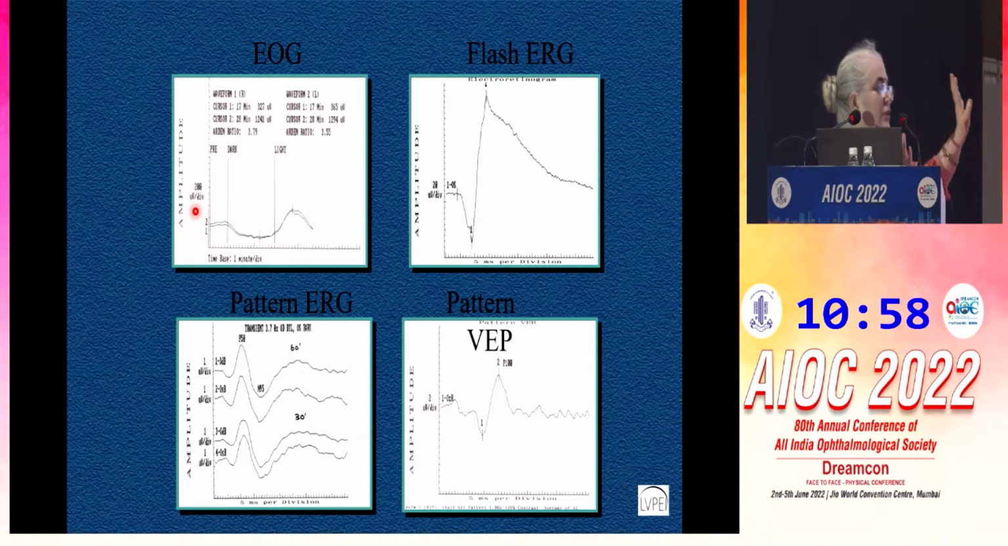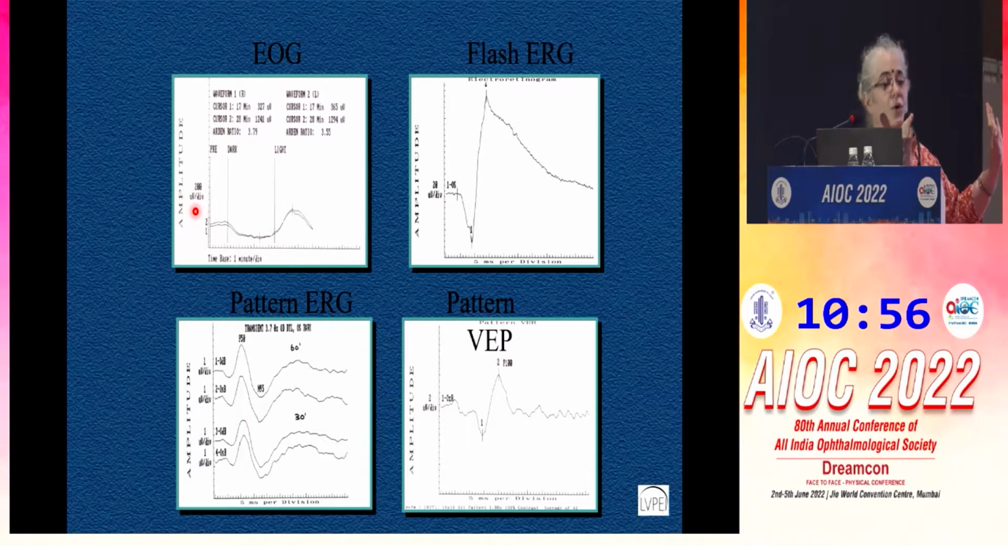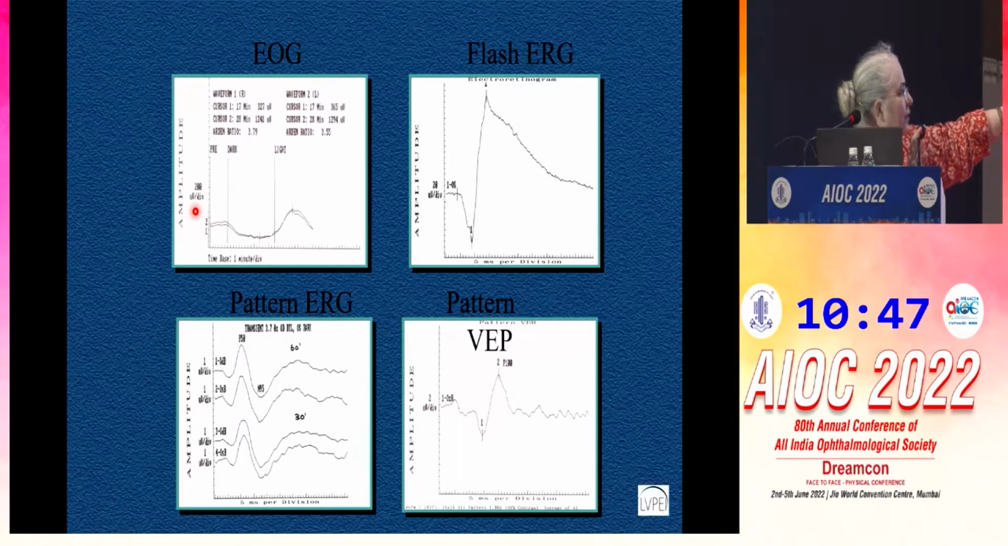So the ERG is a big wave. It's normally about 6 millivolts. It's the biggest wave. Whereas the pattern ERG is very small. It's 7 to 8 microvolts, so the divisions are 1 microvolt. Whereas the VEP that we are seeing is 2 microvolts per division.